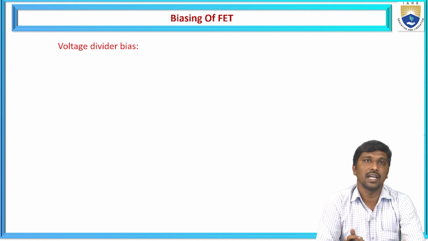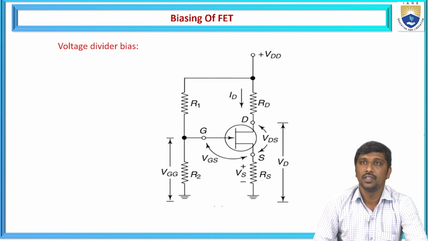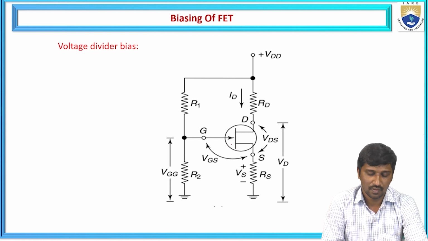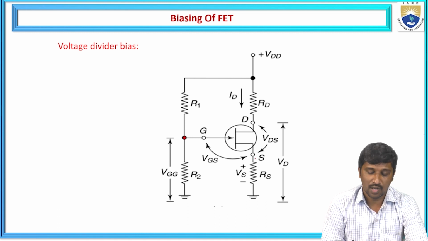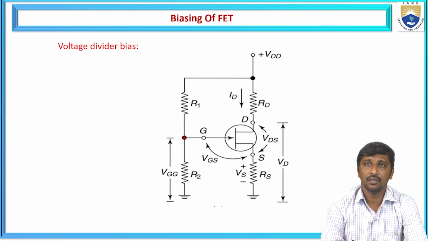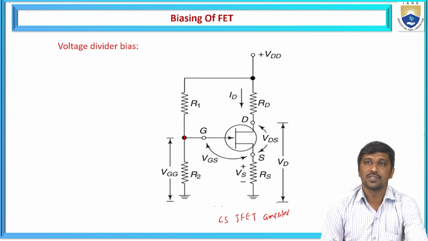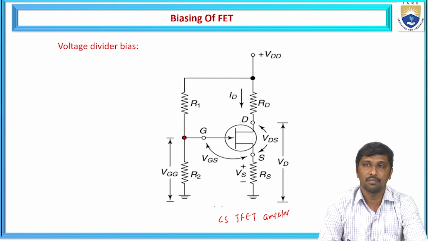We have different biasing concepts. The first one is called the voltage divider bias. Let us consider this is a JFET, and the input side is taken as a common source amplifier. So this is a common source JFET amplifier. Why? Because the source is the common terminal for the input side and output side.